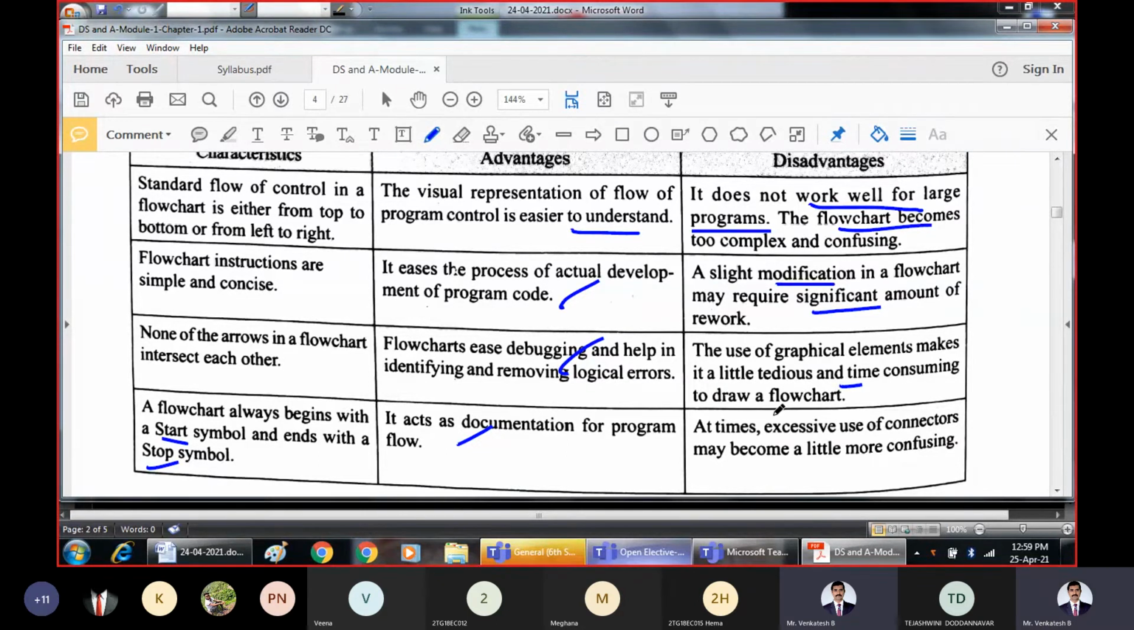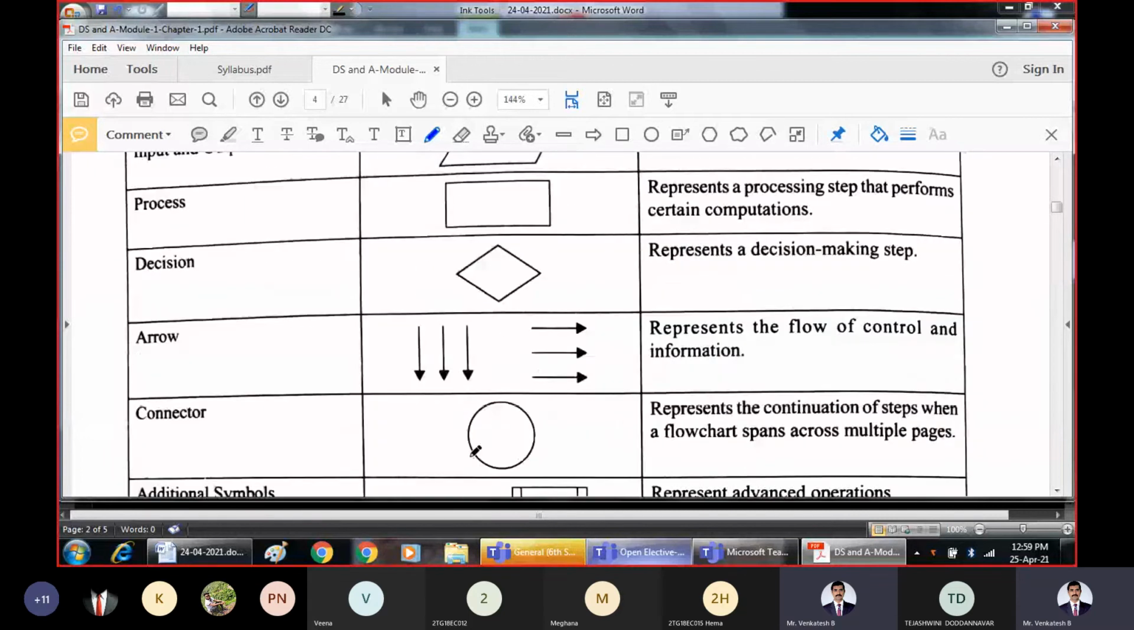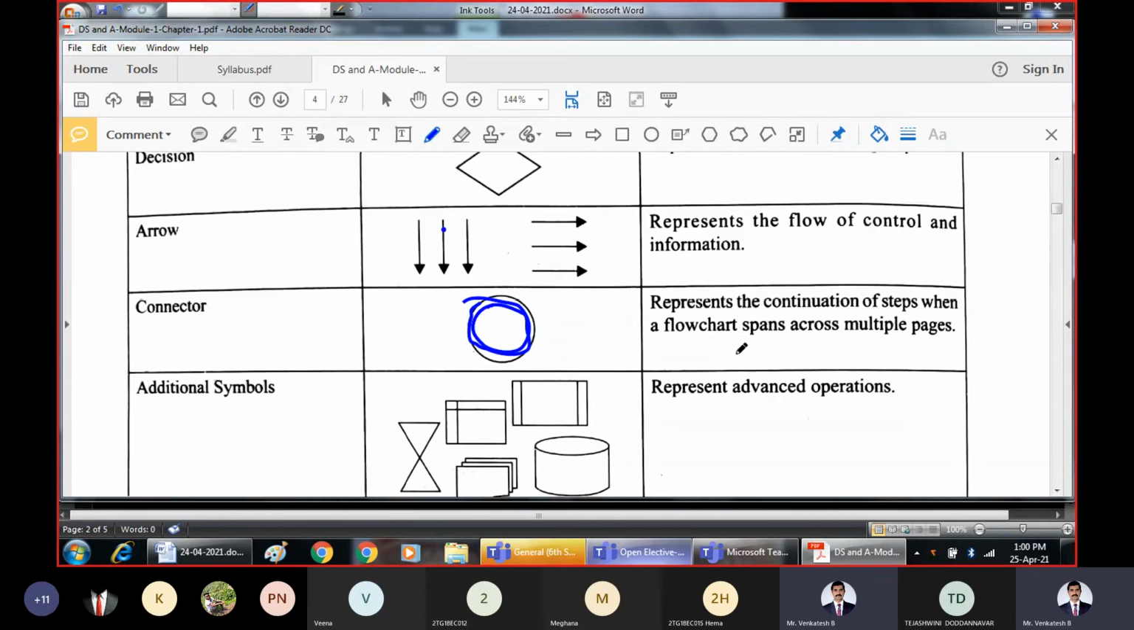We may use connectors, and the usage of those connectors may become more confusing as the complexity increases. What are the connectors that we use? All these act as connectors. If the flowchart size increases across pages, you have to use multiple connectors. Then it may be confusing for a simple user to understand the flow.